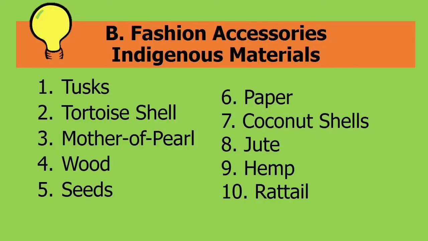Next are the indigenous materials. So we have 10 indigenous materials to be discussed. So we have tusks, tortoise shell, mother of pearl, wood, seeds, paper, coconut shells, jute, hemp, and rattail.